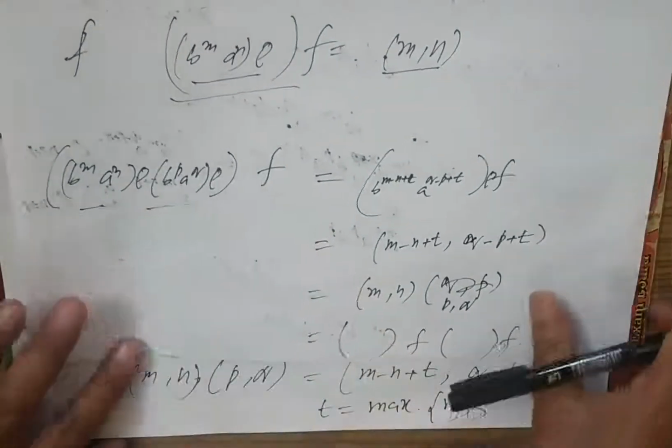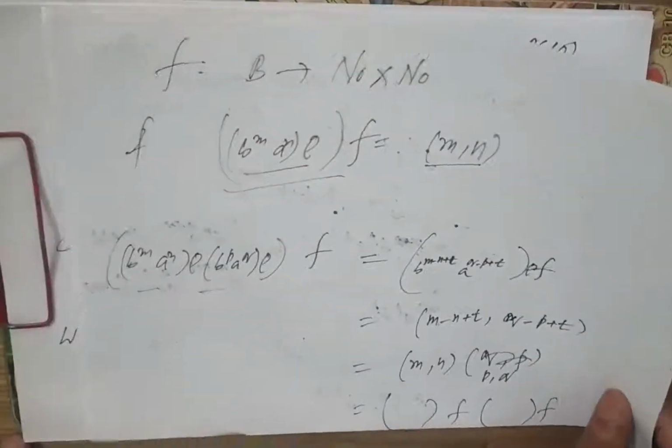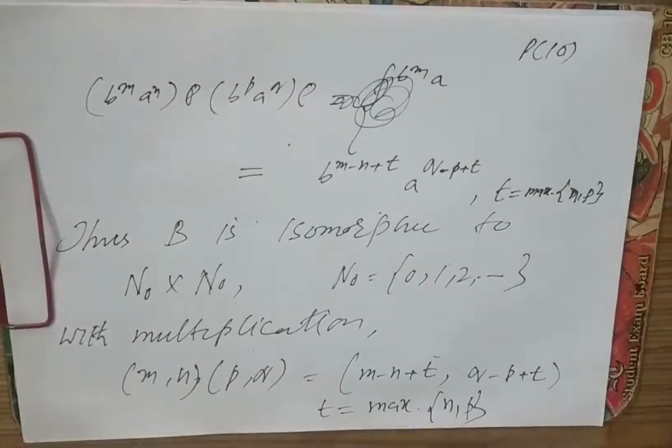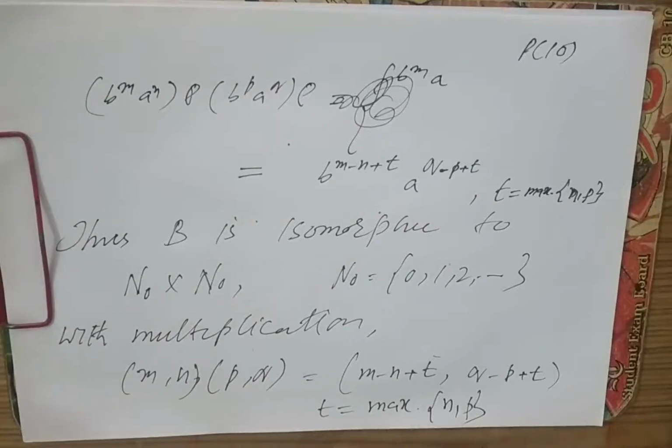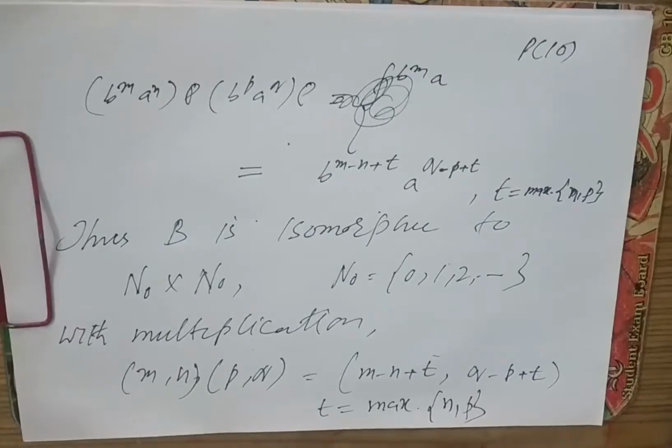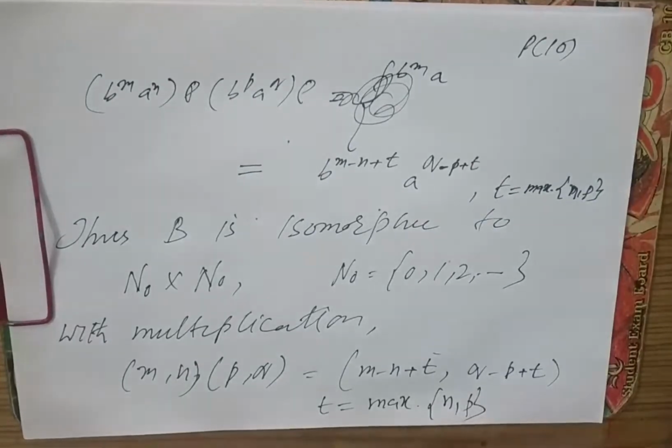So it's a morphism, and it's also one-to-one and onto, therefore this is isomorphic to n0 cross n0. So this completes this part of the lecture, the presentation of monoids and semigroups. Thank you.